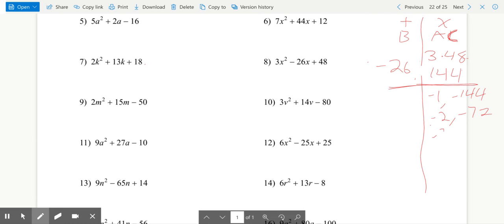We have -3 and -48. Still too big. -4 and -36. We're getting closer, but it's still too big, right? That's still bigger than 26 if I add them together, or smaller, right? Because it's negative. Larger negative number. -6 and -24. That's getting really close, right? If I add those together, I get -30, which is close to -26, but not quite there yet. So let's keep going.